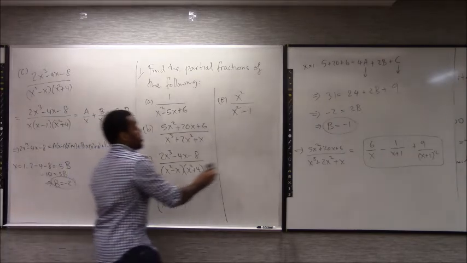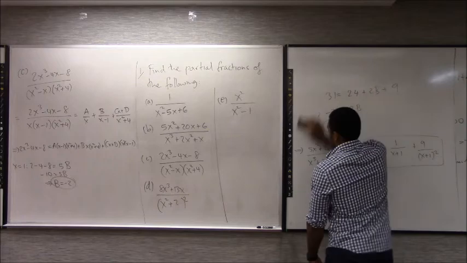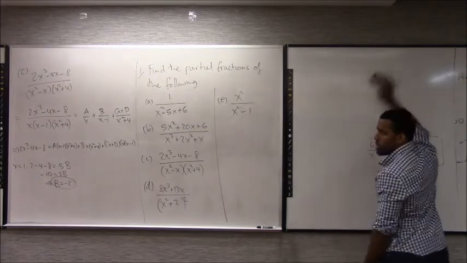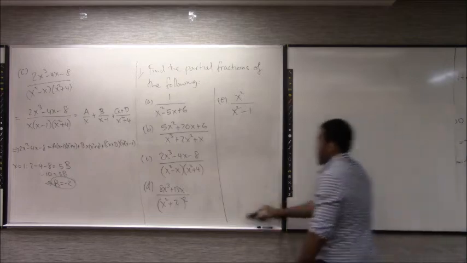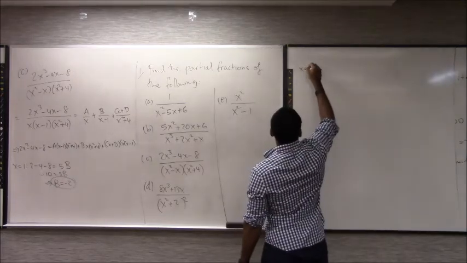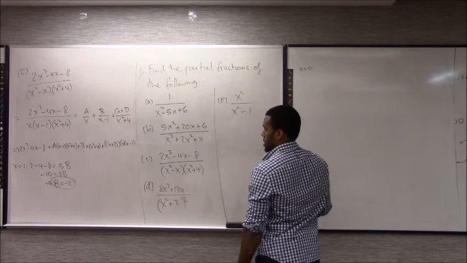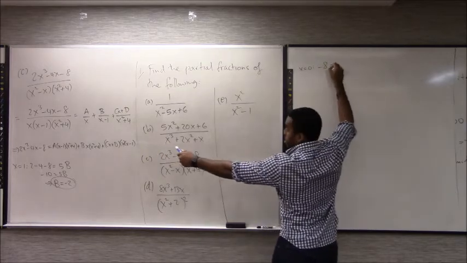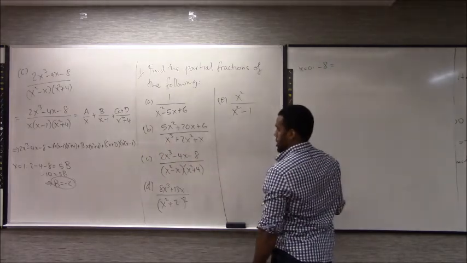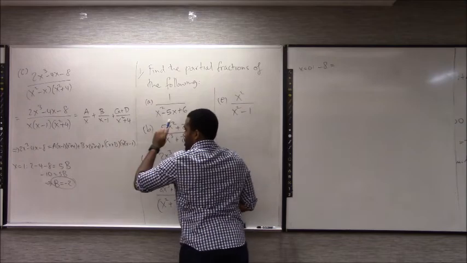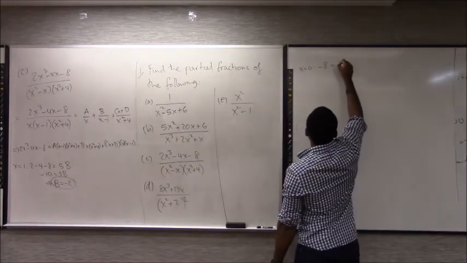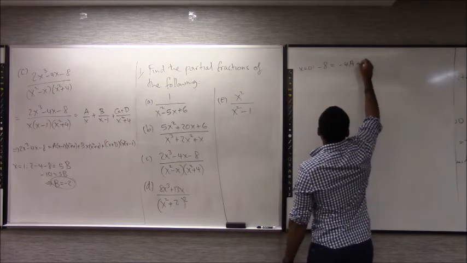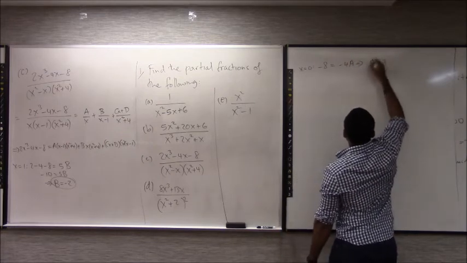What else can we do? X equals 0. Someone suggested, also seems convenient. So I'll plug in x equals 0 and see what we get here. We would get minus 8 on one side, and this will go to 0, that'll go to 0, and I'll just have minus 4A. So this means that your A is positive 2.